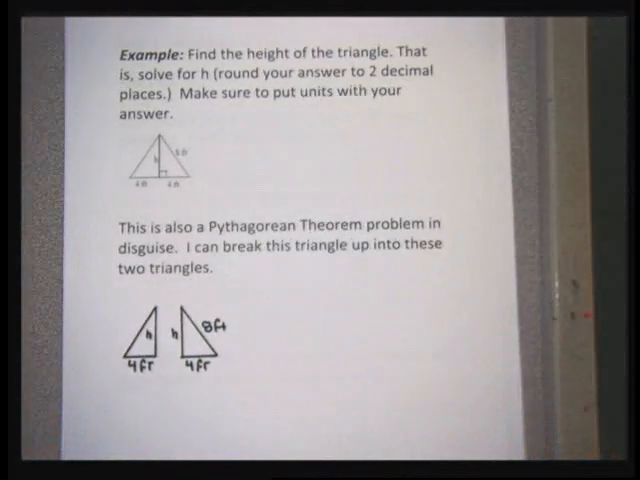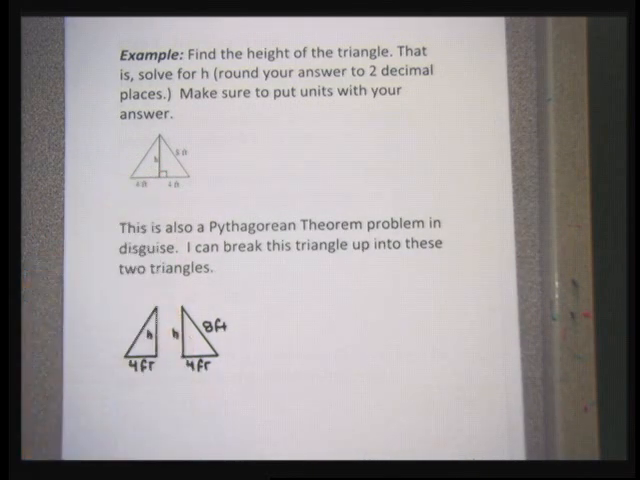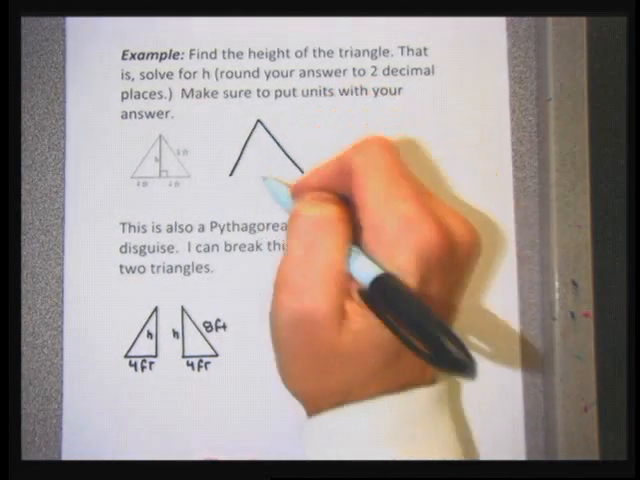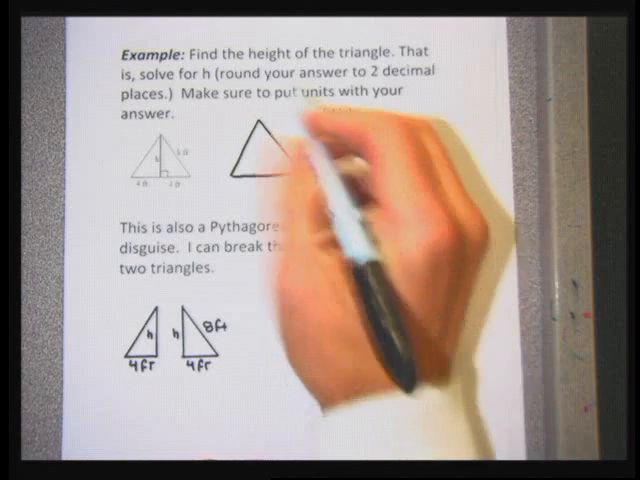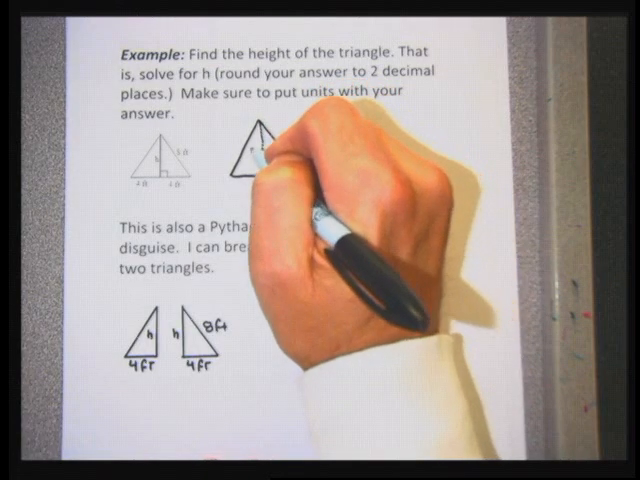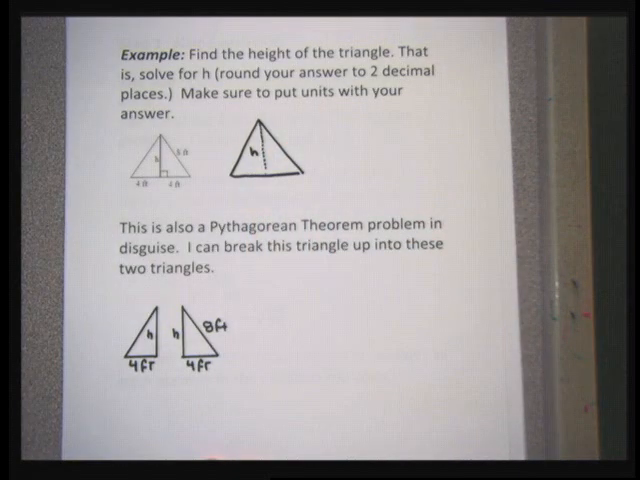Okay, find the height of a triangle. A height of a triangle usually is denoted with the letter h. And this triangle, so that h isn't supposed to be a leg of the triangle. So this triangle looks like this, and this height usually is drawn with a dashed line to represent it's just interior to the triangle.